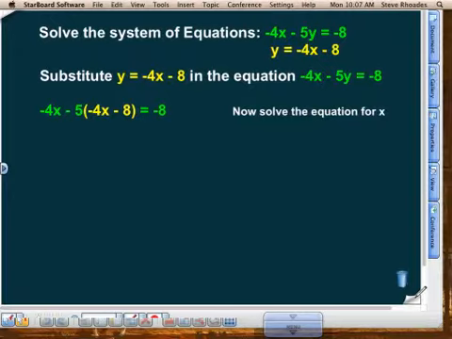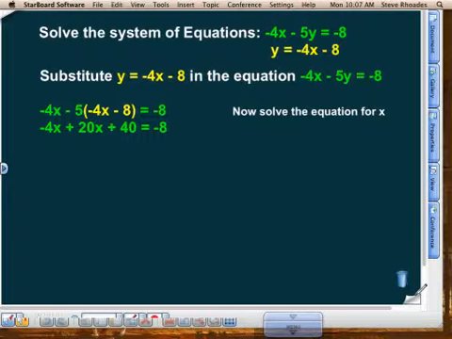All right, so what happens when you use the distributive property here? What do you get when you take that times negative 4x? Plus 20x, right? And if you take this, and I'm saying that's negative 5 times negative 8, is what? Positive 40. So there you go. I've gotten rid of the parentheses. This is where your biggest mistakes are going to be, right here. Be careful.